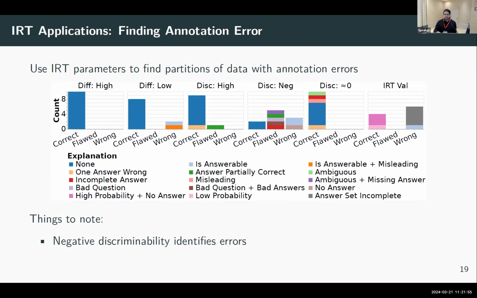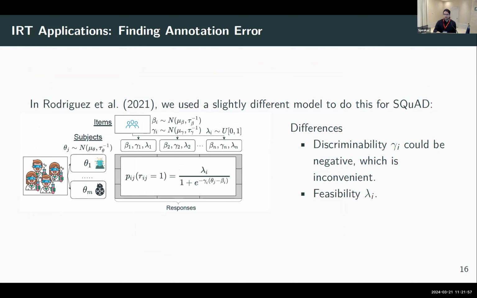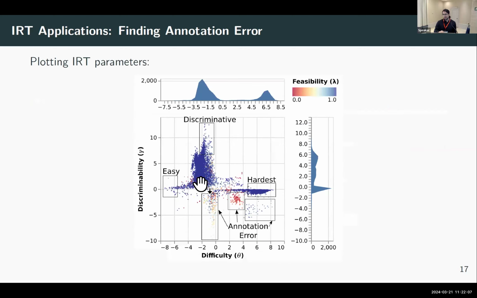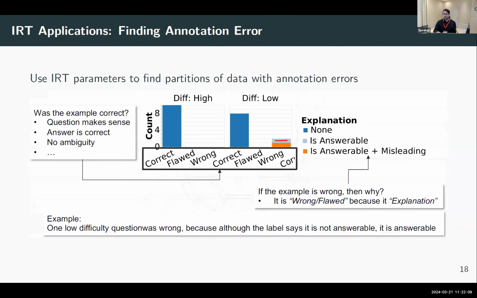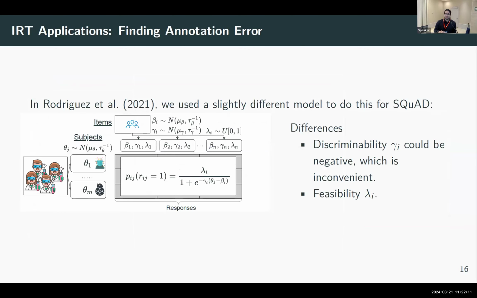In some sense, we over-parameterized this for looking for bad examples, because the feasibility could be low for bad examples, or the discriminability could be low, and either one would be reflective of a bad example.